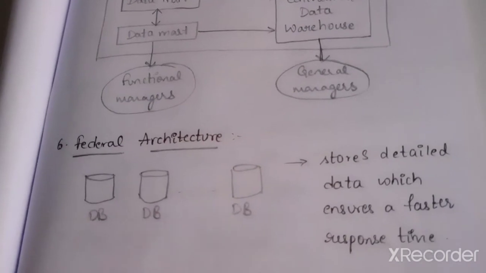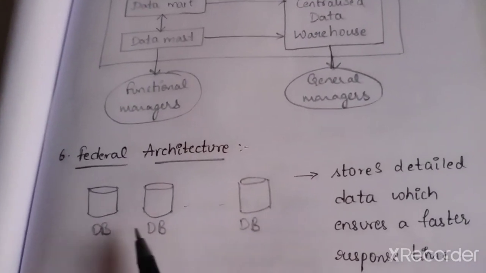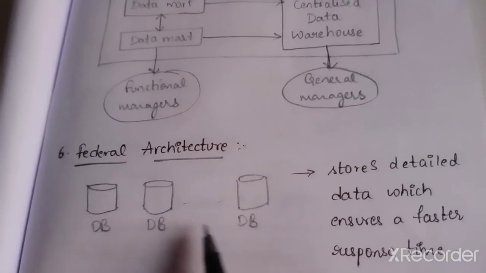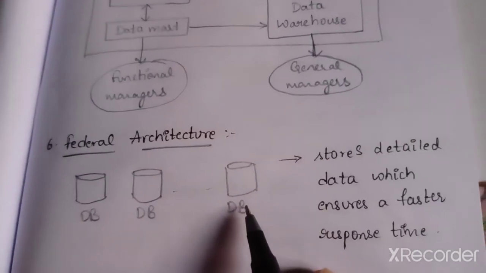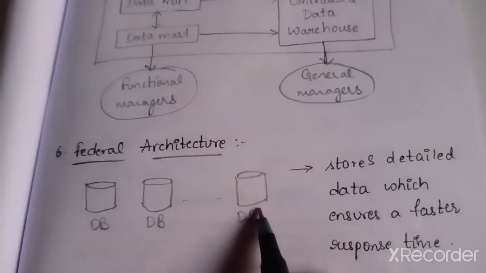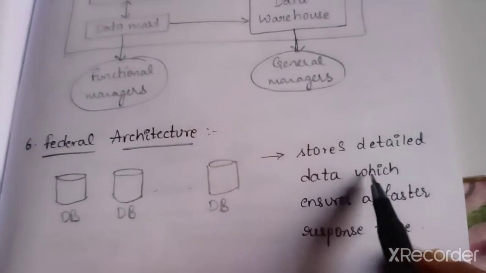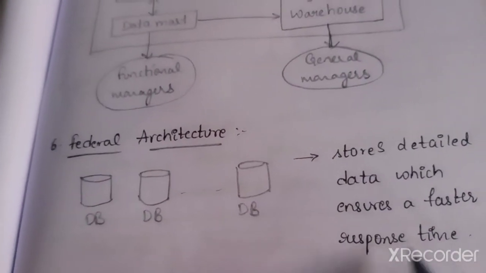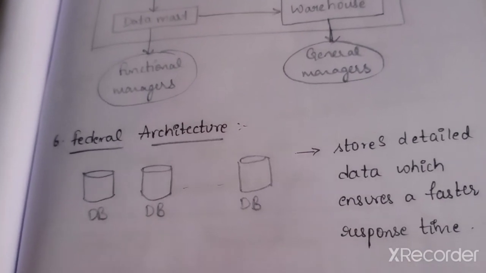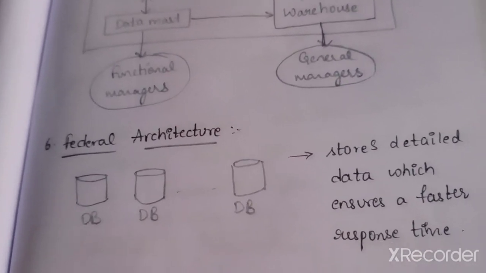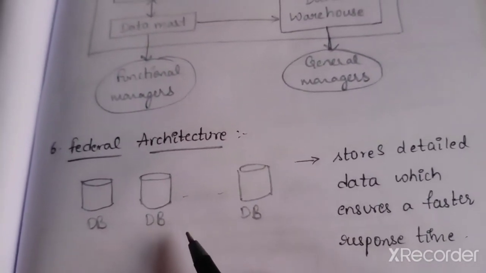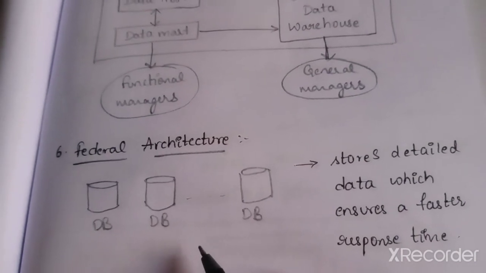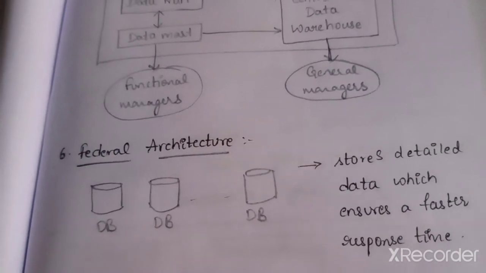Next, the last one is federal architecture. In this federal architecture, the data warehouse contains a single database. All the data is going to be stored as a single database, and it stores detailed data which ensures a faster response time. That means if the user wants to access the data very fast, then this architecture is most useful when compared to other architectures.